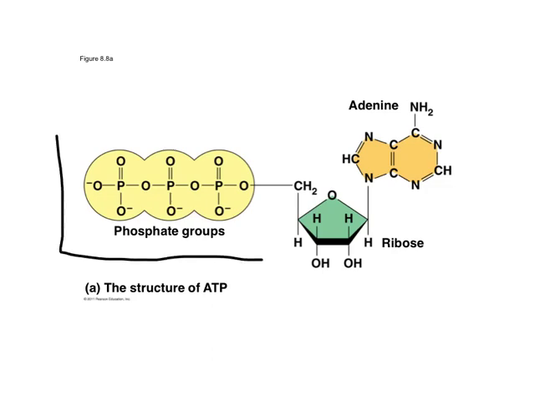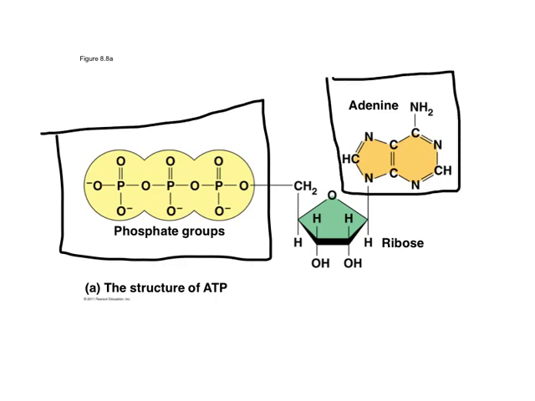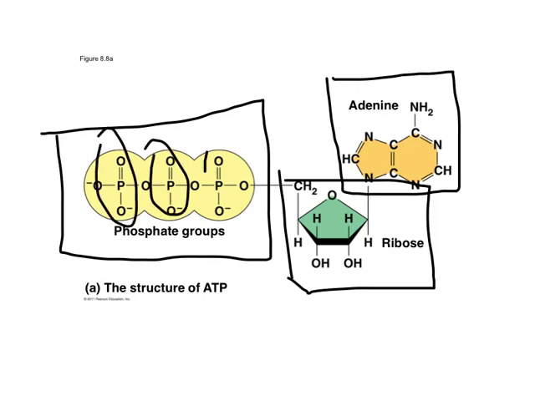So we have a phosphate group, a part of the ATP, an adenine group, and a ribose sugar. If you were to spell out the whole name for ATP, it's adenosine triphosphate. So there's the three phosphate groups.